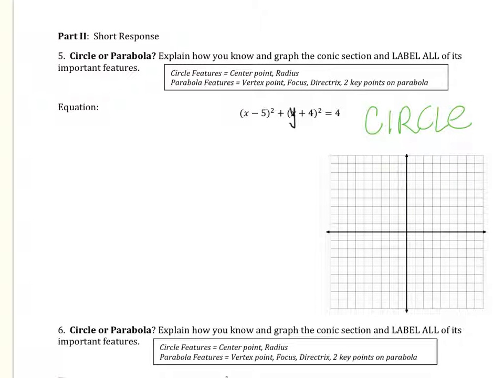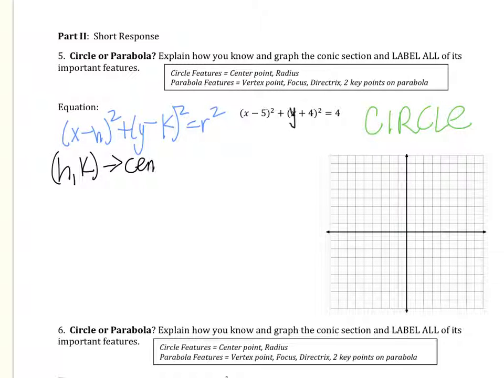Okay, so this is a circle, and that means I'm going to be using the form x minus h squared plus y minus k squared equals my radius squared. So using that form, my center (h, k) is the opposite of what I see, so 5, negative 4. I can also say that my radius is the square root of 4, or 2. So using that information, I can go ahead and graph my circle. It's going to start at 1, 2, 3, 4, 5, negative 1, negative 2, negative 3, negative 4.